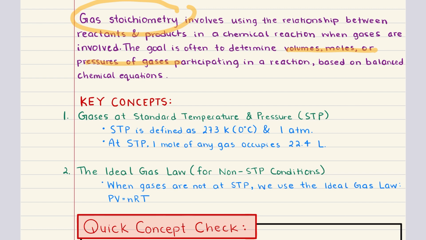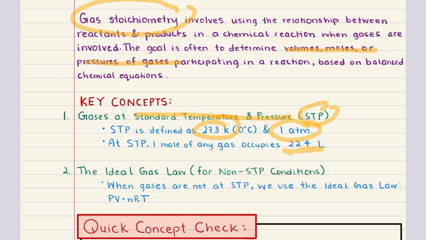Now, one of the most important reference points in gas behavior is standard temperature and pressure, or STP for short. STP is defined as a temperature of 273 Kelvin, or 0 degrees Celsius, and a pressure of 1 atmosphere. Under these conditions, 1 mole of any ideal gas occupies a volume of 22.4 liters. This makes STP a useful benchmark because it allows us to easily relate the amount of gas to its volume.